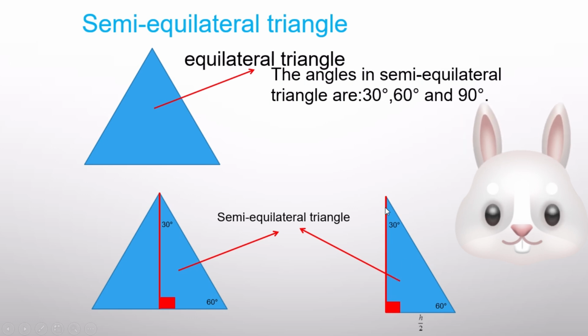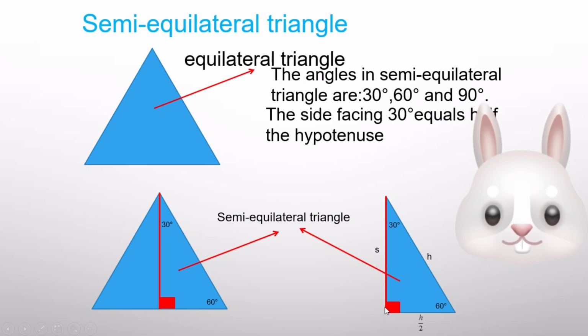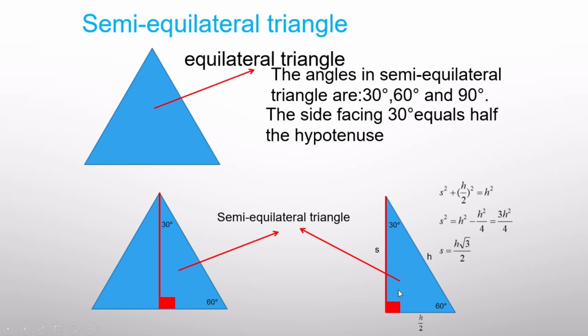And the side facing 60, how to calculate it? Assume that this side is s. According to the Pythagorean theorem, h squared equals s squared plus (h over 2) squared. We will get s equals h radical 3 over 2. The side facing 60 equals the hypotenuse times radical 3 over 2. In a semi-equilateral triangle, the side facing 30 equals the hypotenuse over 2, and the side facing 60 equals the hypotenuse radical 3 over 2.